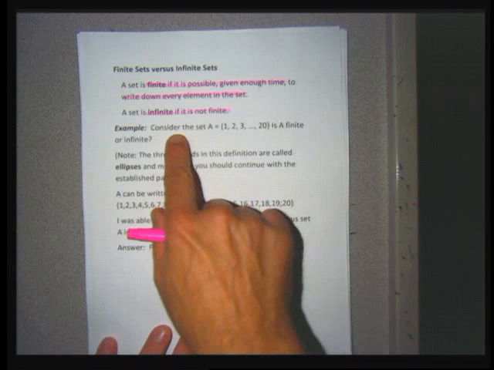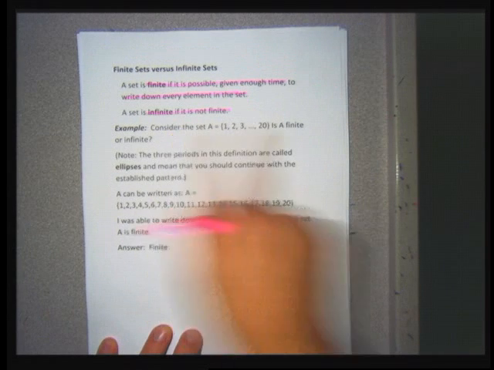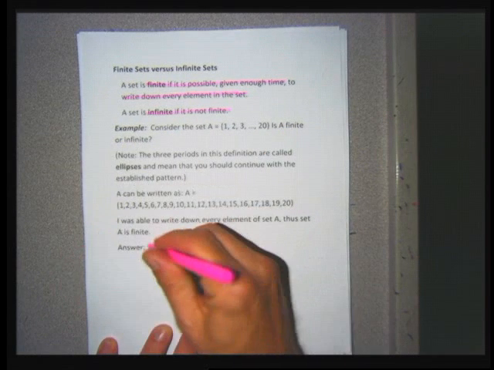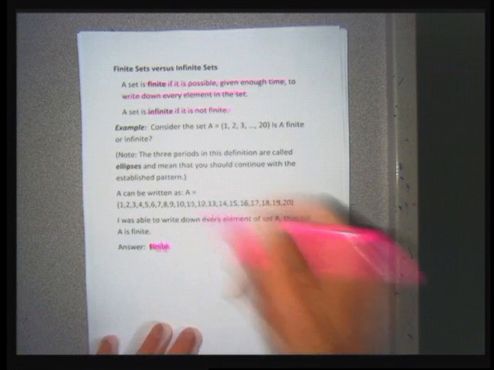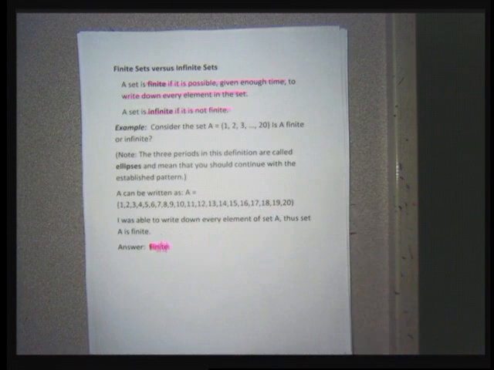So the instructions were, or the problem said, is A infinite or finite? A is finite because it is possible to write down every element of A, and that's what it takes to be finite. If it's possible to write down every element, even if it's a really large number of elements, it makes the set finite.